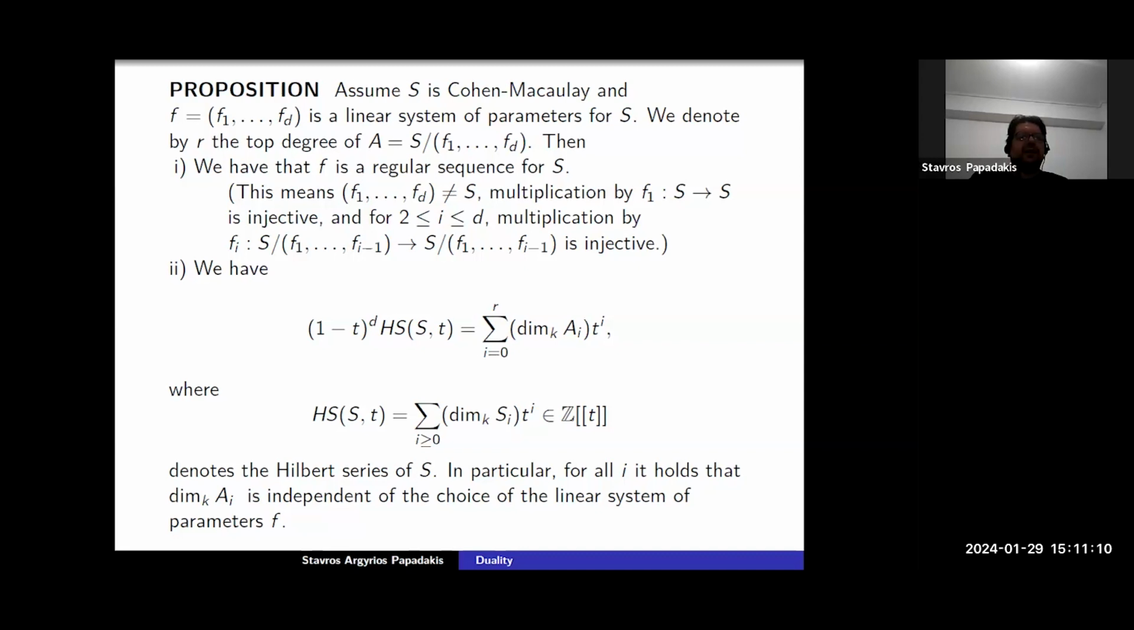The second property, which is essentially a consequence of the first, but we will see is important for our applications in combinatorics, is the following: if we multiply the Hilbert series of S by 1 minus tau to the d, we get a polynomial of degree r with coefficients the dimensions of the graded parts of A.